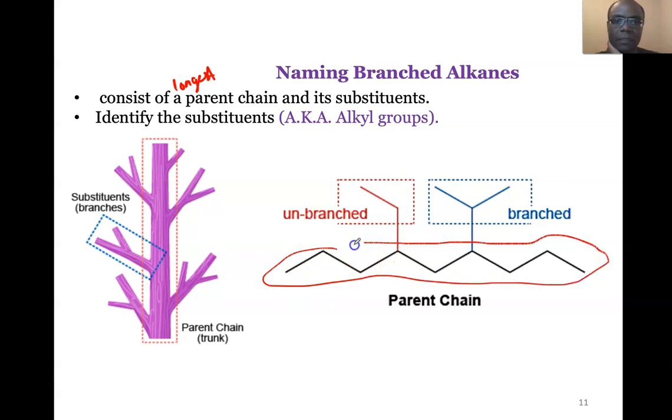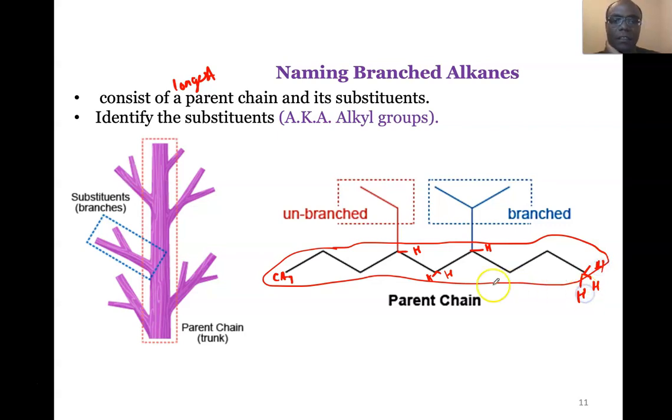The hydrogens are implied. Like here, there's a hydrogen. I know this one because there's already 3 bonds. There's 1 here to make 4 bonds. There's 2 here to make 4 bonds around that carbon. There's 3 hydrogens here. There's 3 hydrogens there. The hydrogens are there, just not drawn.